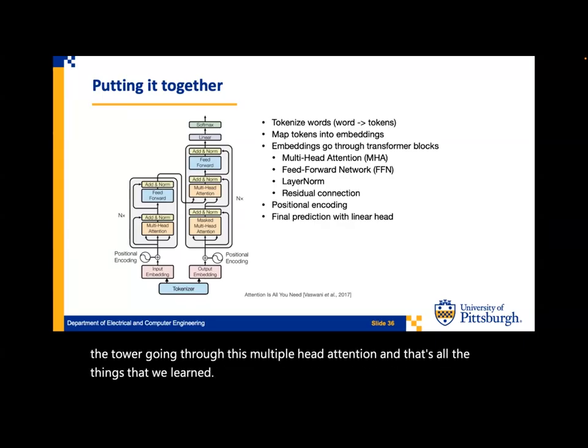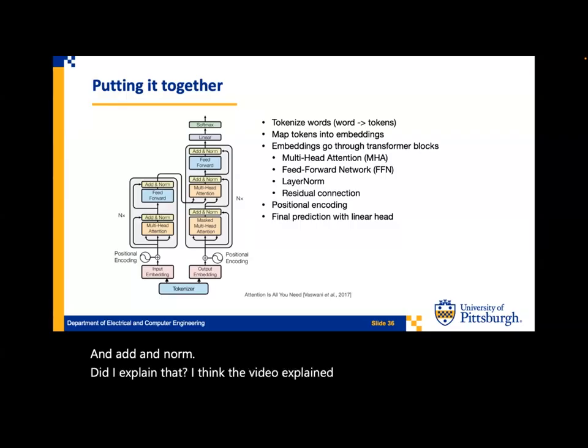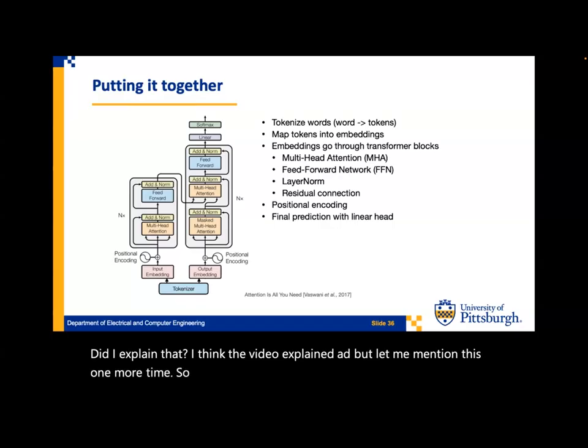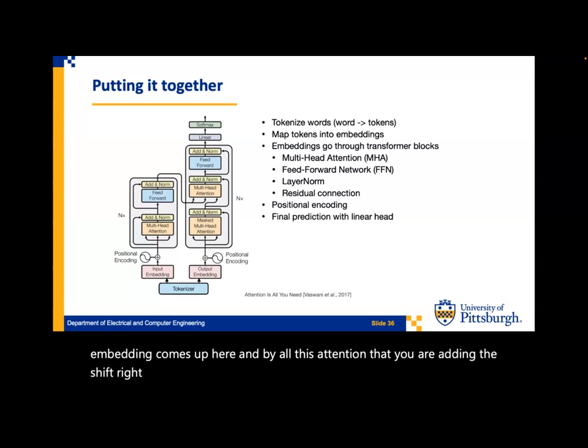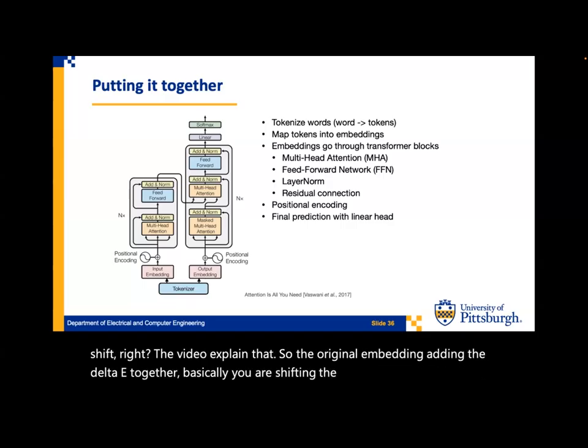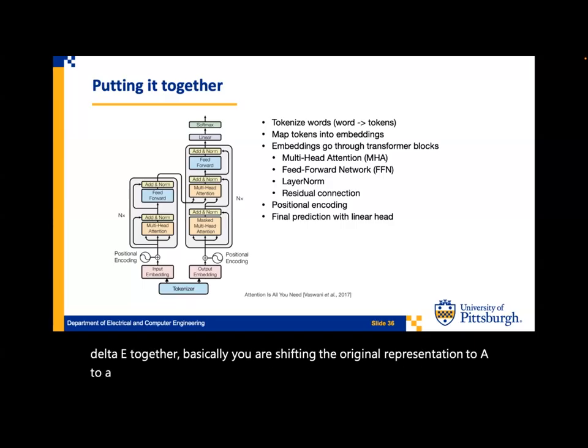And add and norm. Did I explain the add? I think the video explained the add, but let me mention this one more time. If you look at the add and norm, essentially the original embedding comes up here, and by giving all this attention, you are adding the shift. The video explained that. So the original embedding plus the delta E together, basically you are shifting the original representation to a different angle, right? And then you go up to the feed forward, and you do another add and norm.